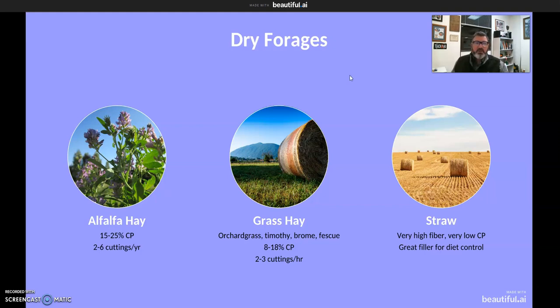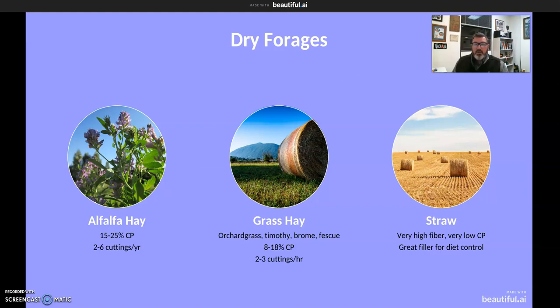Grass hays would include things like orchard grass, timothy, brome, or fescue. And a pretty wide range again, 8 to 18% crude protein. It's totally reliant and dependent upon at what stage and what height of growth you mow the hay down. So it can make really high protein feed if you mow it at immature stages. So 2 to 3 cuttings per year of that, depending on what you tend to do.